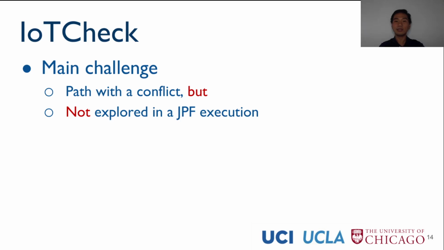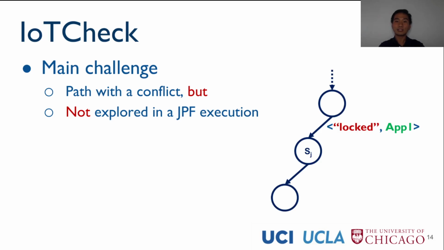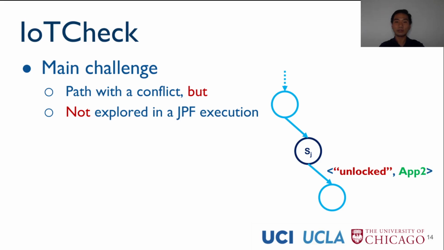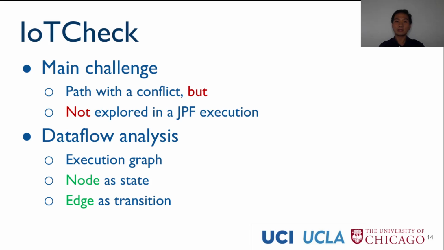The main challenge here is that we may have a path with a conflict, but this path is not explored in one JPF execution. For example, consider this execution that has a transition in which app 1 locks the door lock and another execution that has a transition in which app 2 unlocks the door lock. These two conflicting transitions are explored in different executions, and so to address this, IoT-Check's conflict analysis uses a standard data flow compiler analysis that explores the execution graph, in which nodes represent execution states and edges represent transitions that may contain updates to a device feature or a global variable.